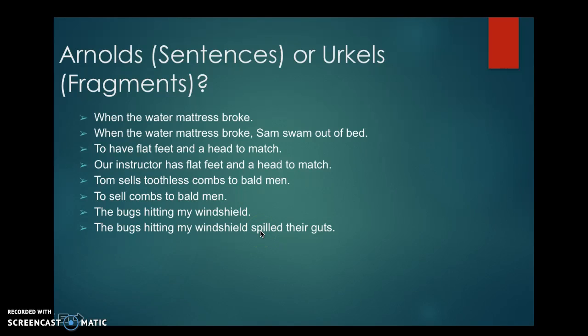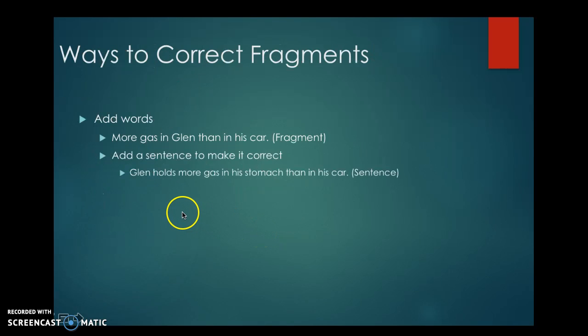So there are some differences between fragments and sentences. All right, how do I correct fragments? Well, the first way, and maybe the easiest way, is to add some words. So here the example, "more gas in Glenn than in his car," is a sentence fragment. It doesn't make sense on its own. So what I do is I don't necessarily add a sentence, that's probably an error, but I add some words. "Glenn holds more gas in his stomach than in his car," which then creates a complete thought, a complete sentence. So I've added something else about Glenn so that it makes sense.